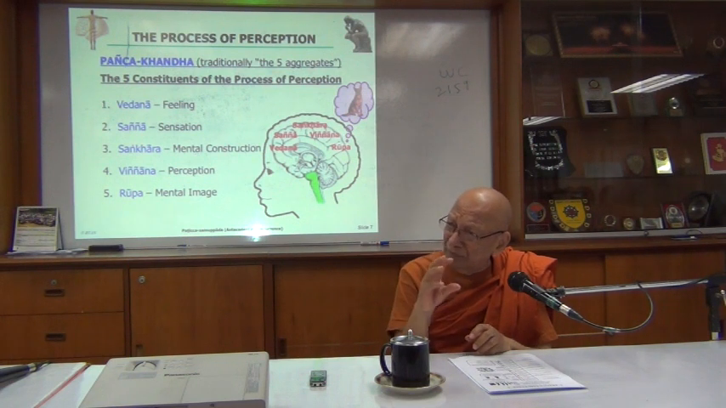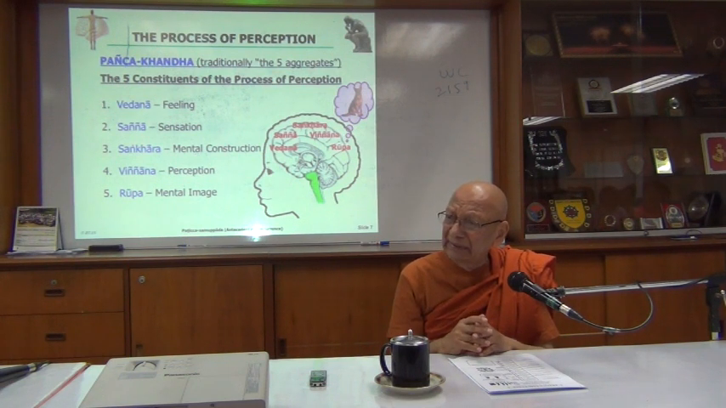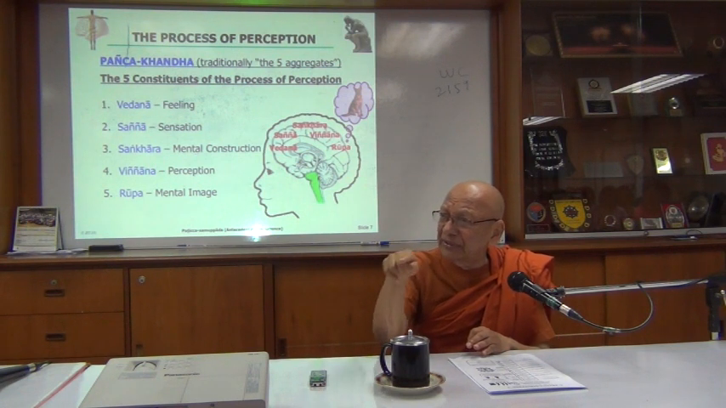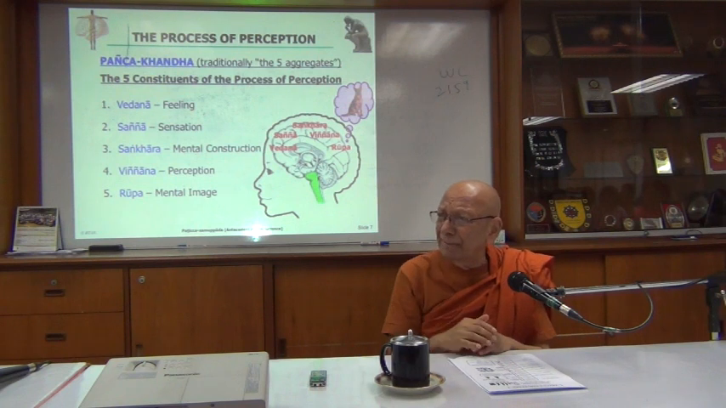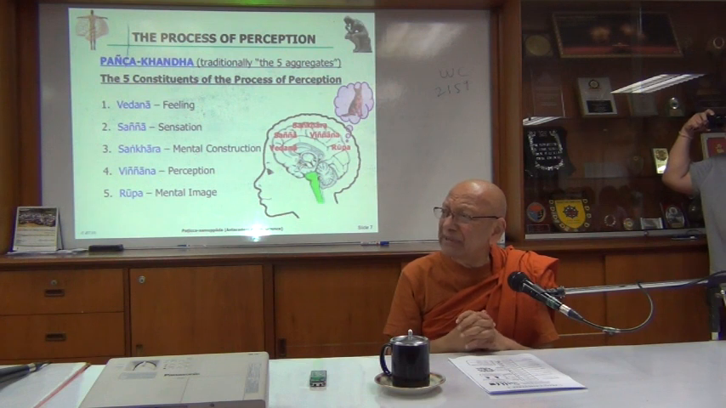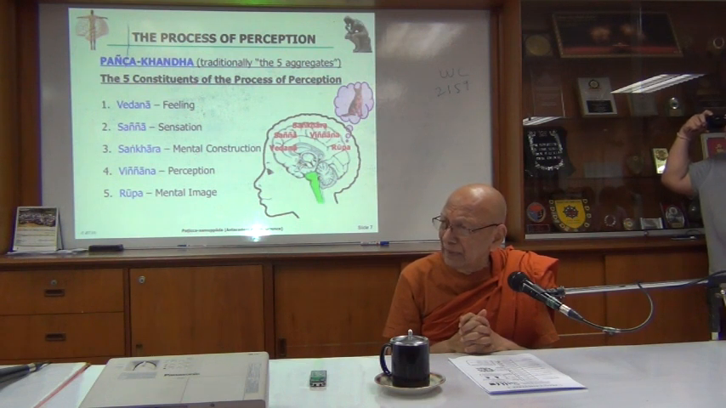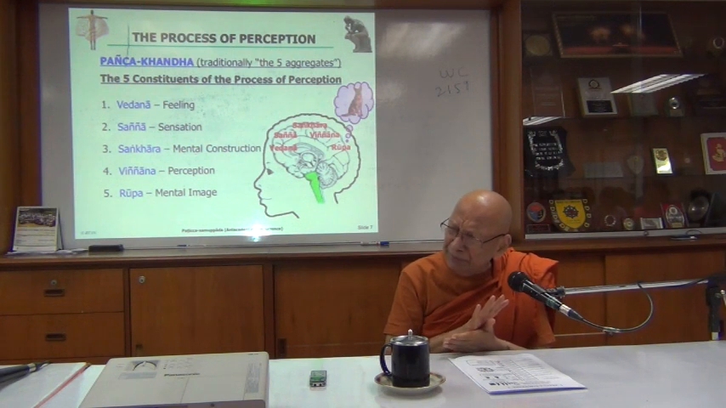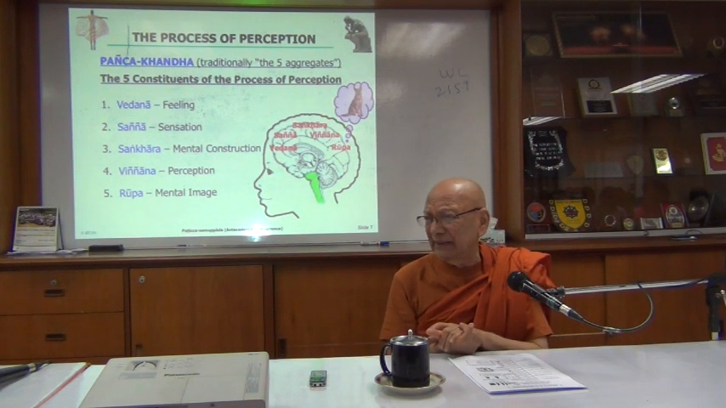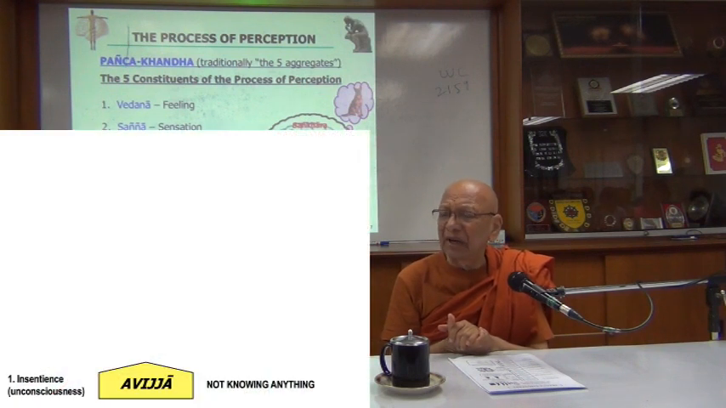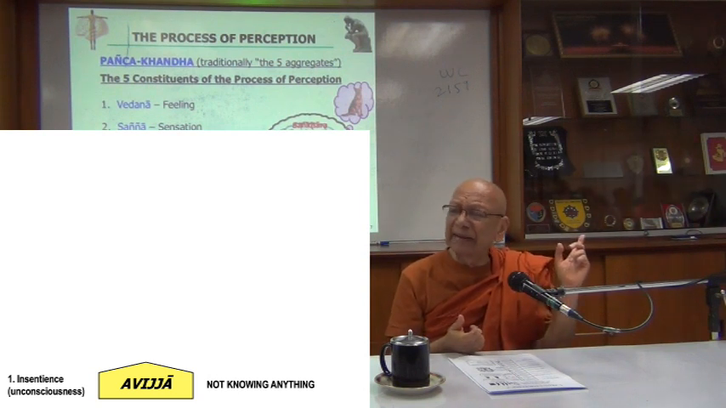And having formed the picture, you identify this is a face, or this is a tree, or this is a flower. You see, that is the identification, that is the perception. So, that first starting point is not knowing anything. And that not knowing anything is what is called avidya. The avidya is not knowing anything.